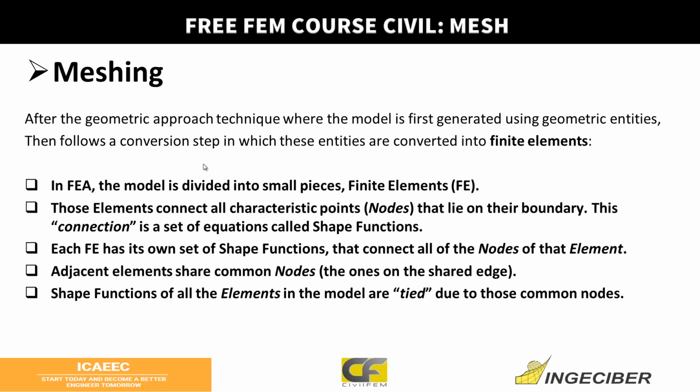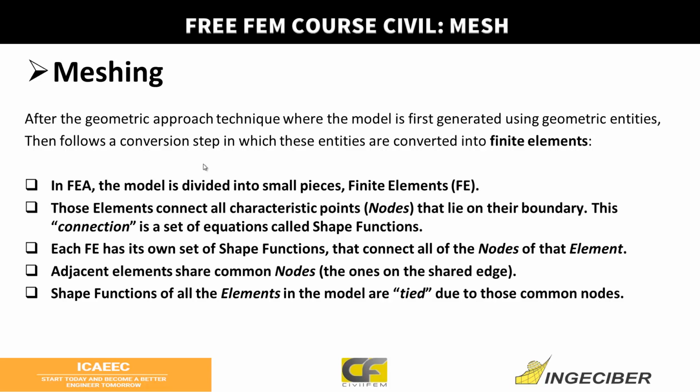In finite element analysis, we divide our model, our geometric model or physical model, into finite pieces, our finite elements, and those elements are all connected between points, characteristic points, which are the nodes. These points are lying on their boundary, on their circumference. This connection is a set of equations called shape functions. That's explained in the FEM theory.